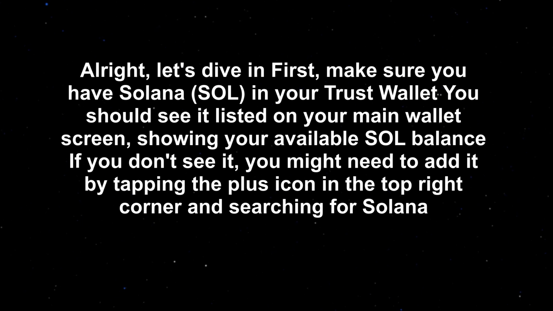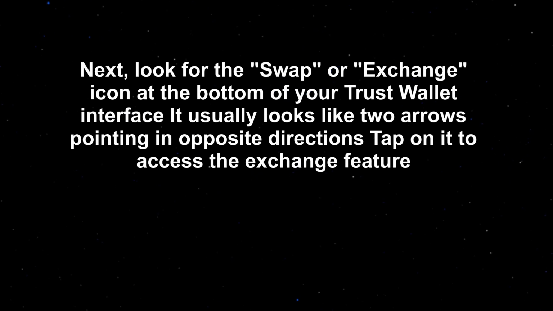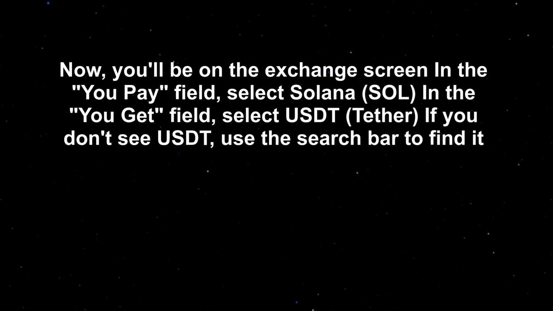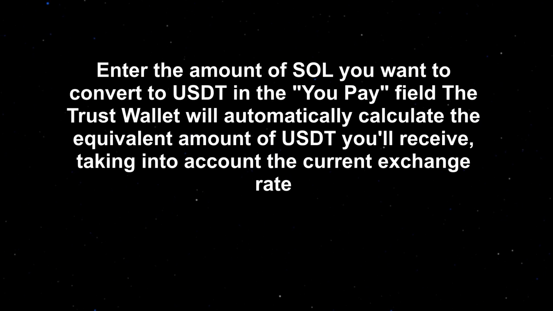and searching for Solana. Next, look for the swap or exchange icon at the bottom of your Trust Wallet interface. It usually looks like two arrows pointing in opposite directions. Tap on it to access the exchange feature. Now, you'll be on the exchange screen. In the "You Pay" field, select Solana (SOL). In the "You Get" field, select USDT Tether. If you don't see USDT, use the search bar to find it. Enter the amount of SOL you want to convert to USDT.